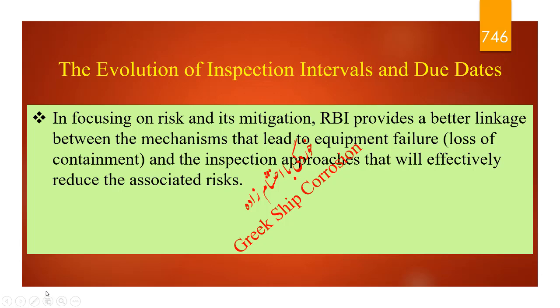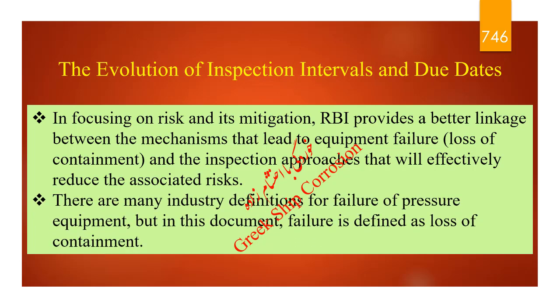In focusing on risk and its mitigation, RBI provides a better linkage between the mechanisms that lead to equipment failure, loss of containment, and the inspection approaches that will effectively reduce the associated risks. There are many industry definitions for failure of pressure equipment, but in this document, failure is defined as loss of containment.